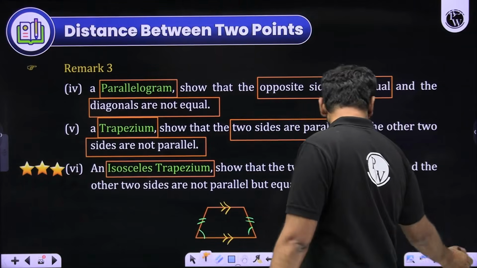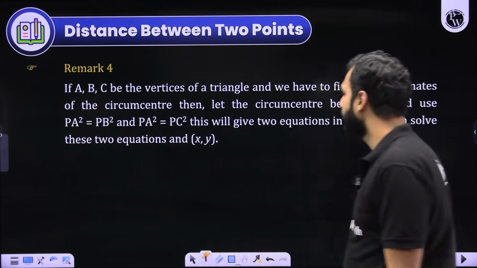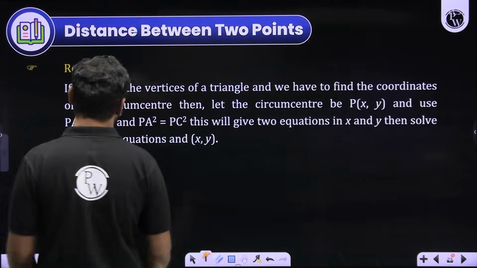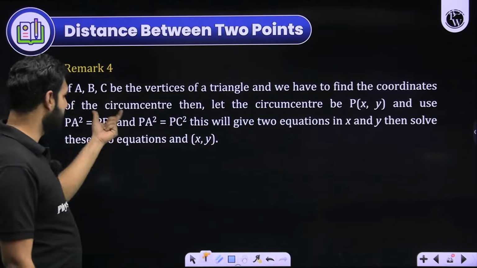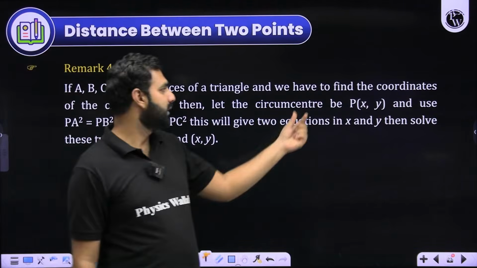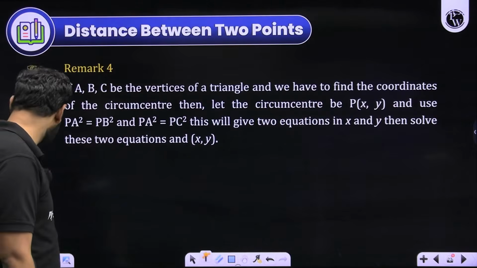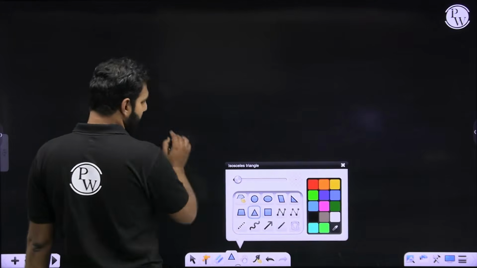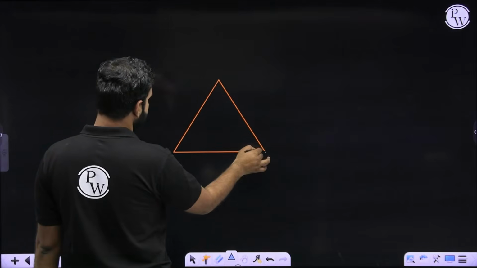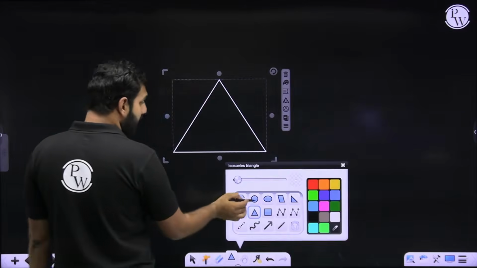Moving ahead towards the next set of rules, what do we explore now? Let's say we are told that ABC are the vertices of a triangle and we have to find the coordinates of the circumcenter. Then the circumcenter P(x, y) can be found with the help of simple data. I'll just demonstrate it with an example. For example, let's say there is a random triangle, something like this, right? So this is the triangle over here. And I describe a circle on it.